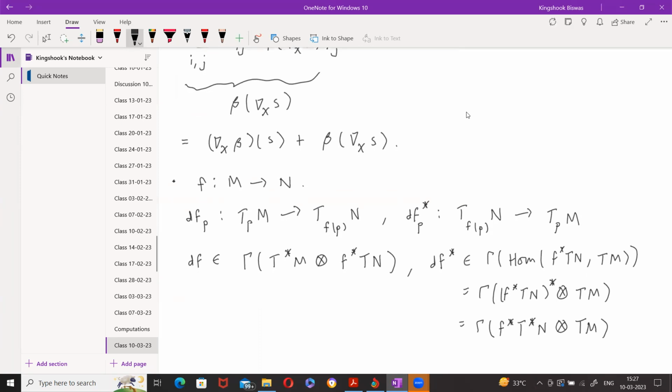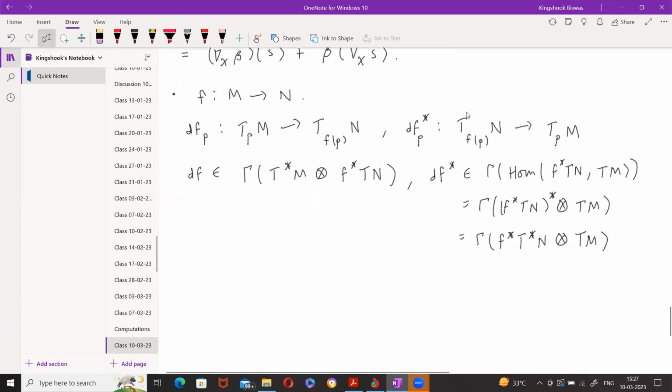So either way, both Df and Df star are, in a sense, of the form sections of some bundle E star tensor F, right? So I can use this Leibniz rule that I proved here for sections of bundles of the form E star tensor F. We can apply that to both Df and Df star, right?